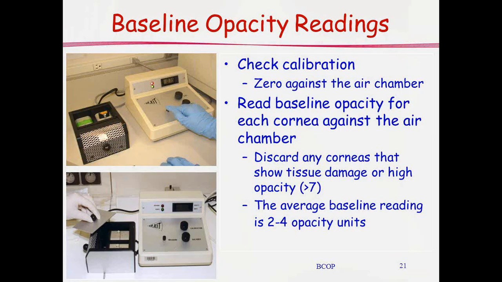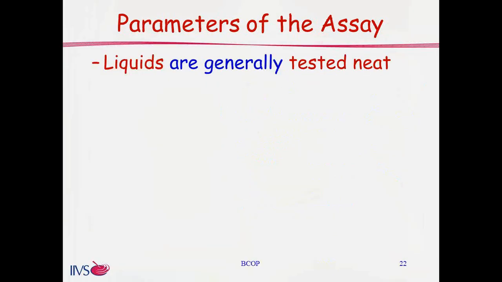So the initial opacity measurements are taken on the corneas. After calibrating the opacitometer, we place the cornea holder with the corneas into the opacitometer and take the initial readings. The OECD guidelines specify that we should not utilize any corneas with initial opacity values greater than 7. In effect, in screening the eyes ahead of time and looking for corneal scratches, we can readily identify corneas that would not pass that specification. So our typical initial opacity values range from, say, 1 to 4 opacity units.